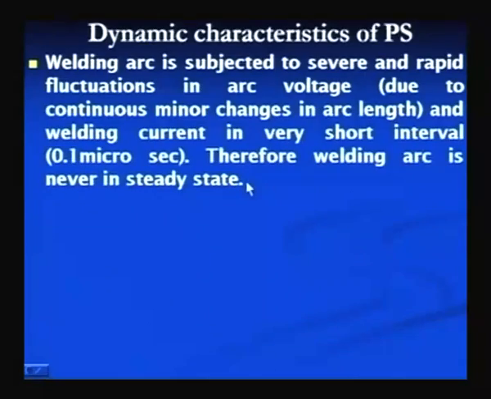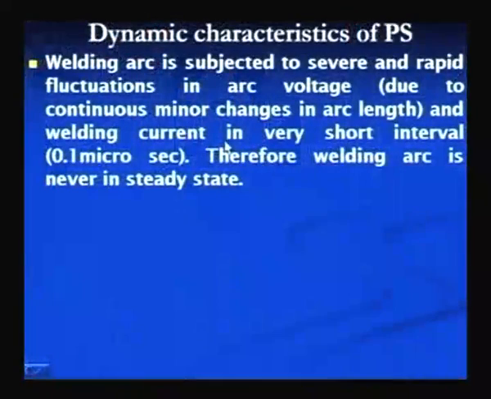It may look like the welding arc is burning smoothly, producing heat in a very regular way, but actually it is not so, because there are always significant fluctuations in the arc length, which cause changes in the welding current and the voltage. And this fluctuation may be in a very short interval of time, like 0.1 microseconds.